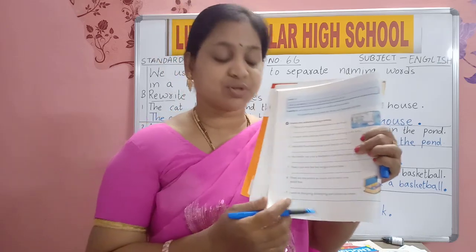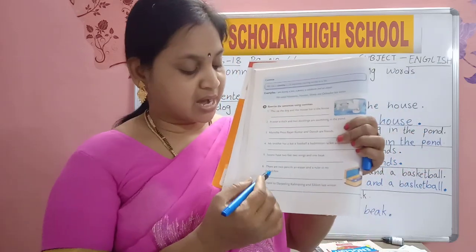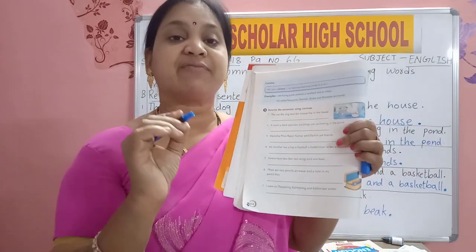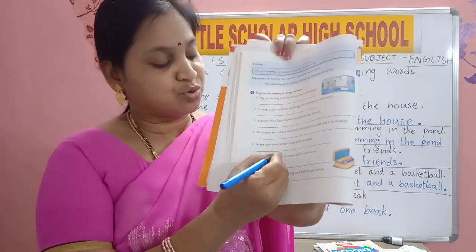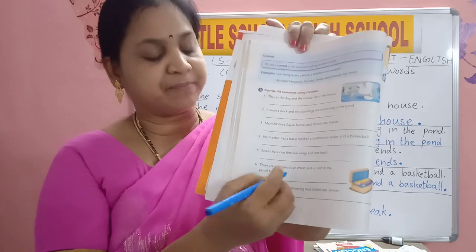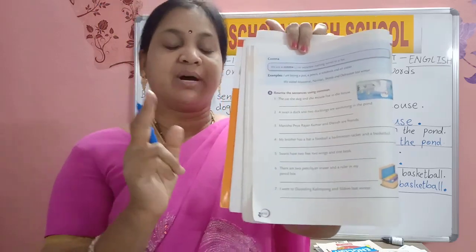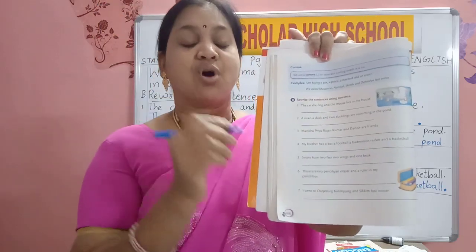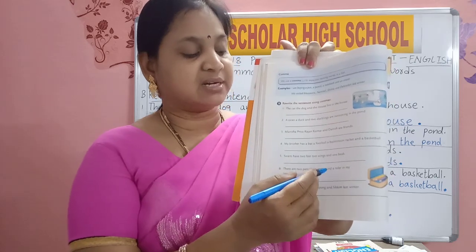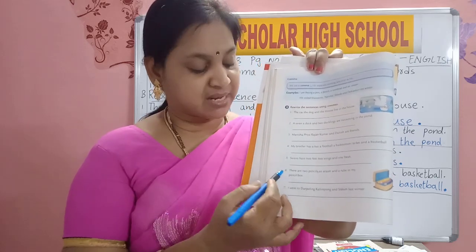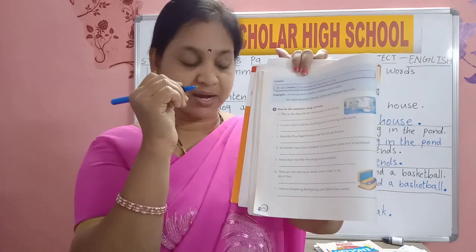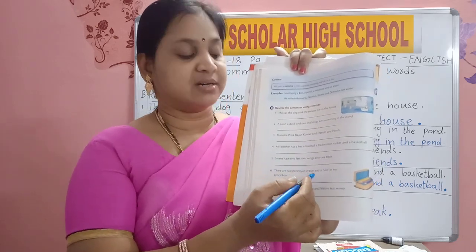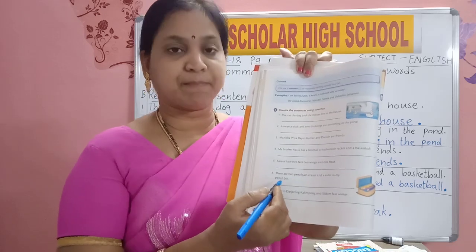Now where should we put a comma here? There are two pencils. After two pencils, take your pencil and put a comma. Only one comma, after two pencils. There are two pencils, comma, an eraser and a ruler in my pencil box.